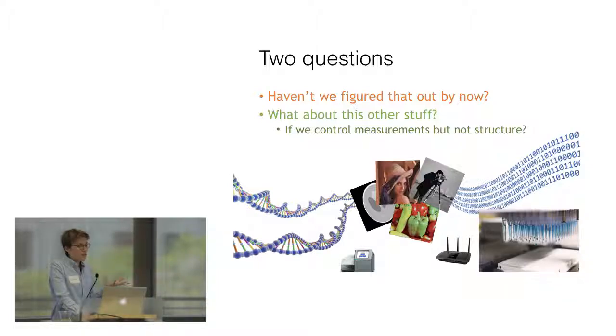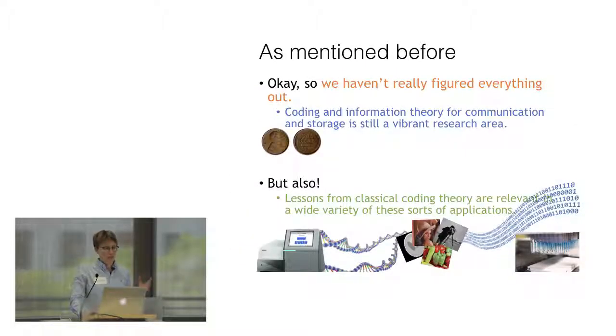But even so, how about all this other stuff? I flipped the question around, and I said, what if we do control the structure but don't control what we do with it? But we started out talking about all these things where we were going the other way, where we don't control the structure, but we do control what we do with it. And as mentioned, the first point is that we don't really have everything figured out. Coding theory and information theory for communication and storage is still a vibrant research area. That's something I work on a lot.